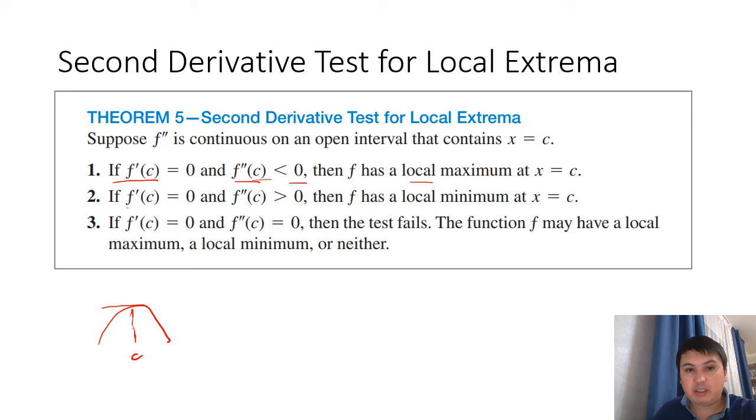Well, how about local minimum? Again, if c is the critical point, plus if the second derivative is positive, it means the function is now opening up, and here I have a local extremum. So this local extremum in fact is going to be a local minimum. If f prime is 0 and f double prime is 0, then the test fails. We don't know what happens.